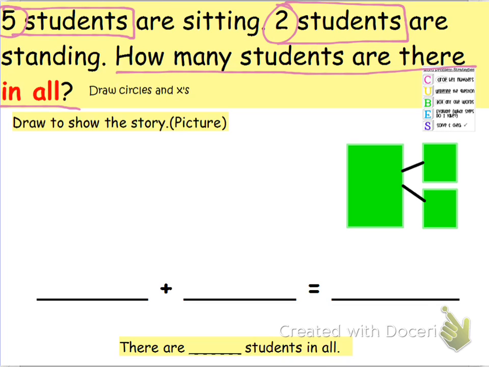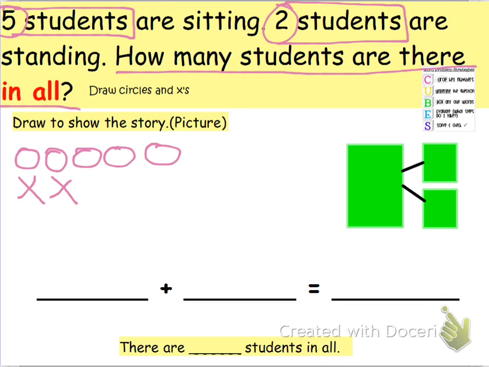So first we're going to draw how many students are sitting, which it says 5 students are sitting. So let's draw that. 1, 2, 3, 4, 5 students are sitting. Now we're going to draw how many are standing. Well, we know that 2 students are standing. Instead of just drawing circles for this, we're going to draw X's to where we can clearly see our 2 parts. So I'm going to draw 2 X's.